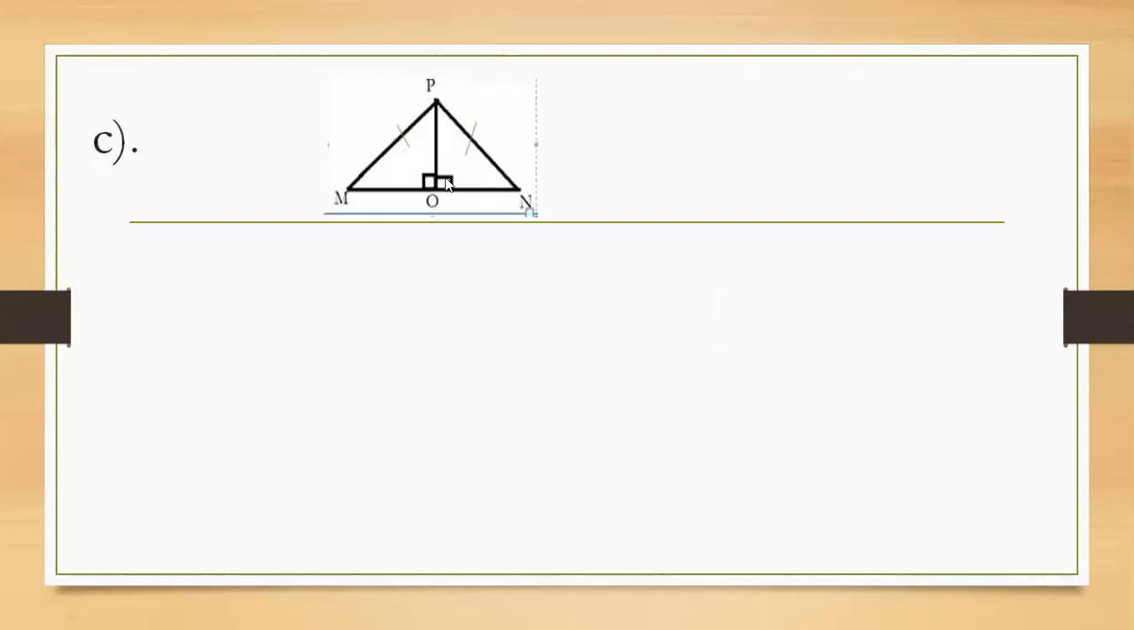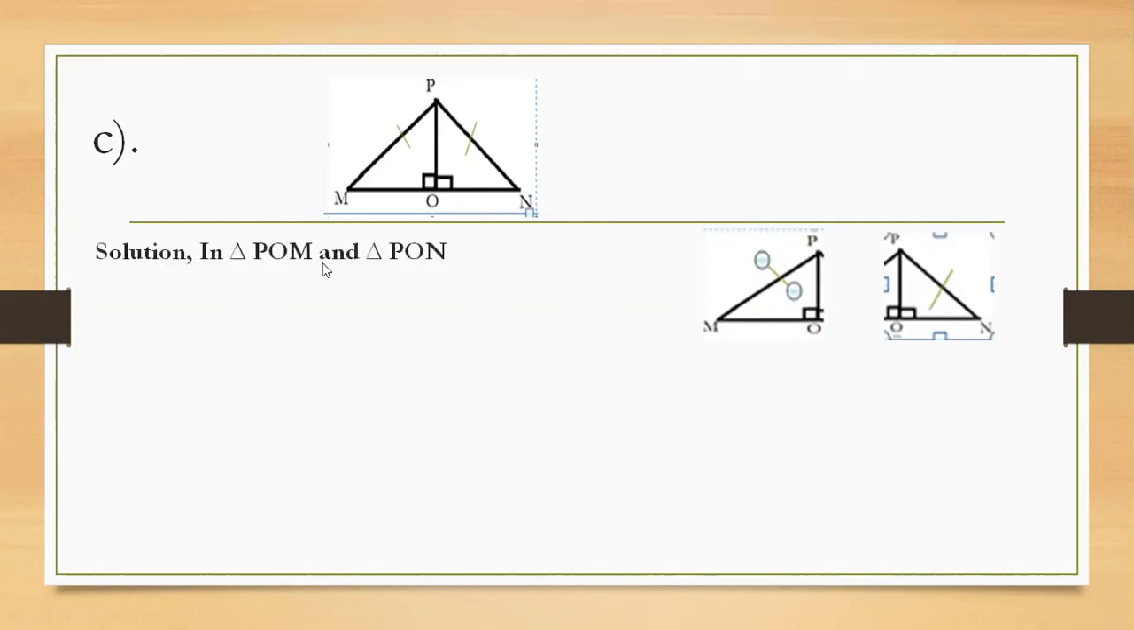This is the combined figure, and when it is given combined, it looks a little bit difficult for the student. For that, for easiness, I have separated the figure here. When you separate this right angle triangle, it will be like this, POM, and another right angle triangle will be PON. Like this, we have to separate these two right angle triangles. And in this one, we have to use the RHS axiom.